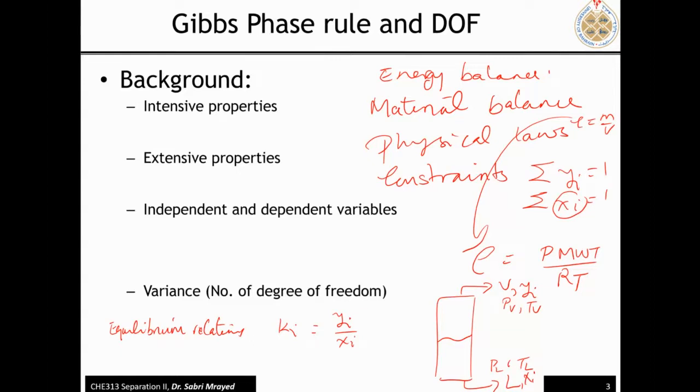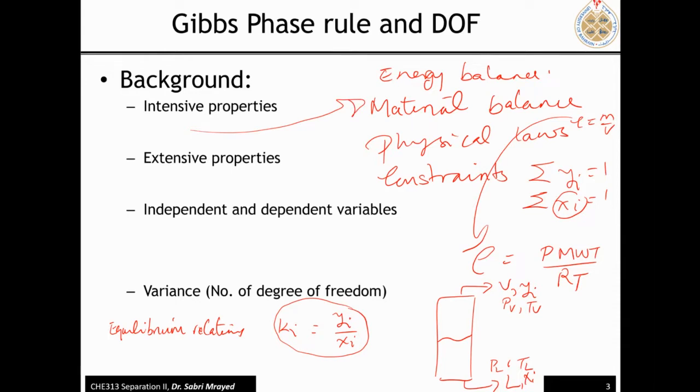Okay? Now, how many equations are we going to be able to generate from this principle? How many equations can we generate based on these equilibrium relations? Depending on the number of species. So it will be a function of how many components we have. It's very similar to the material balance. If you remember, material balance is also a function of the number of species you have.